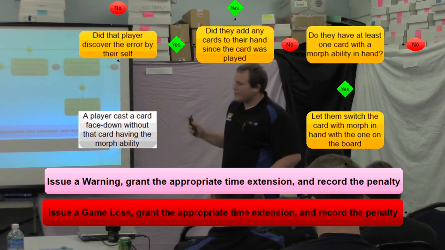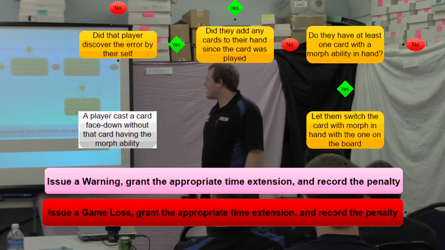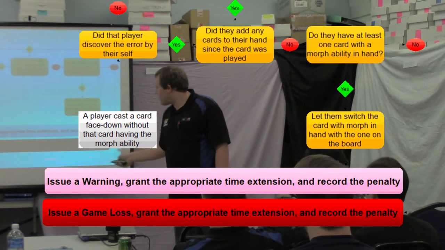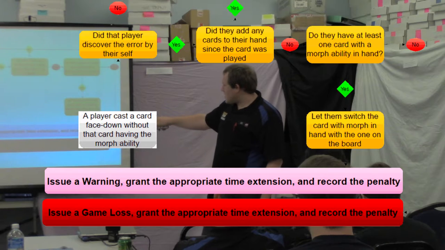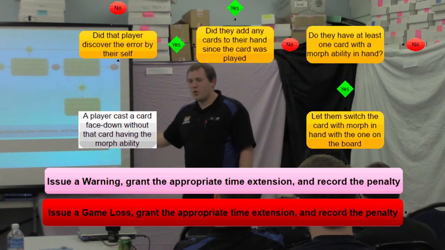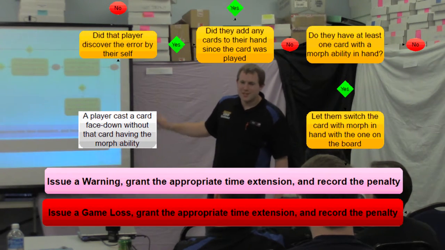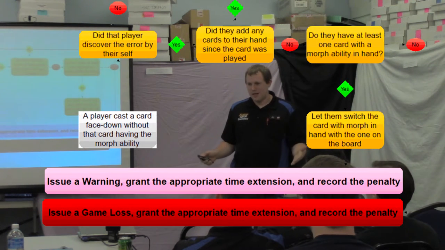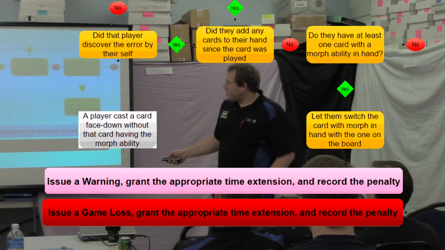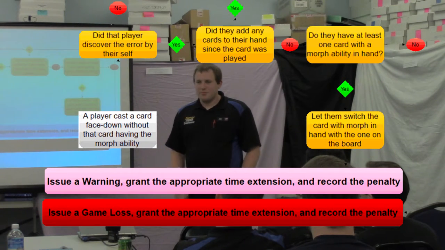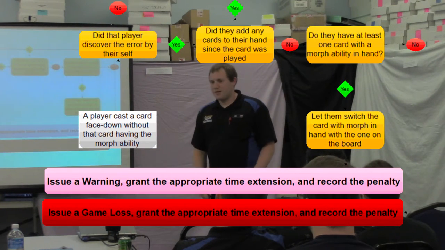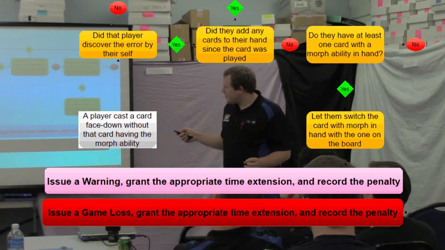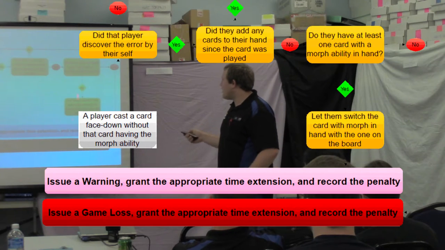If they didn't, or if they have added any cards to their hand since the card was played, we go all the way to this red thing that you can't see very well. It is identical to the top one. Issue a warning, except that warning is changed to a game loss. You can still give a game loss for a gameplay error. How exciting. So you would issue a game loss, grant the appropriate time extension, and record the penalty. So if they didn't discover the error, if they add cards, game loss.